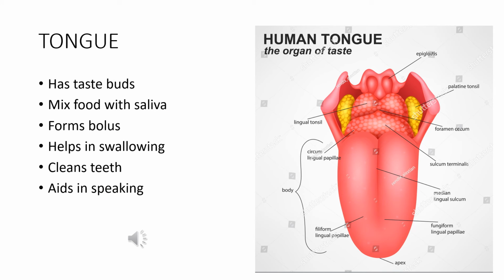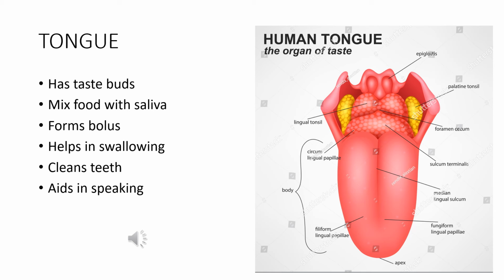The second structure that is present in our mouth is the tongue, and the tongue is the sense organ, or organ of taste, because it has some taste buds on the surface, with the help of which we can sense the different tastes. We can sense hot and cold, and we can also sense the sour, the bitter, the salty and the sweet food.